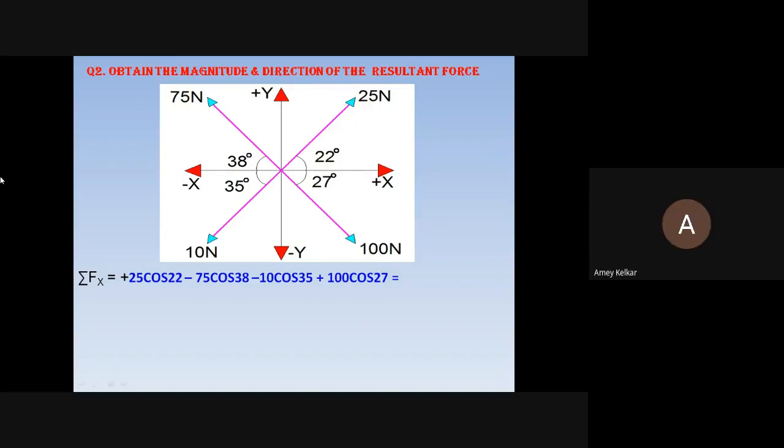So how does this go again? First quadrant is plus and last quadrant is plus because arrowheads are going out. So 25 cos 22, and here we get 100 cos 27. In the other two quadrants, second and third, as the force is going out and the angle is with the x-axis, both are negative: minus 75 cos 38 and minus 10 cos 35. So we'll get the answer of 45.987. Okay.